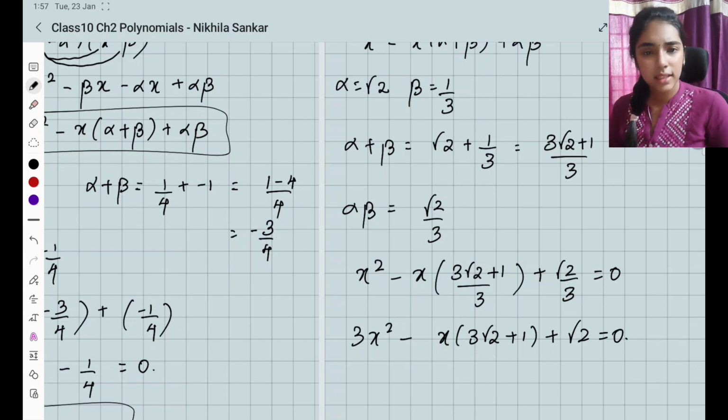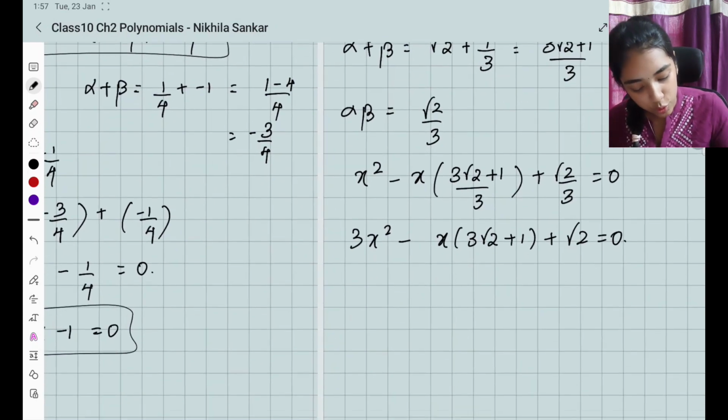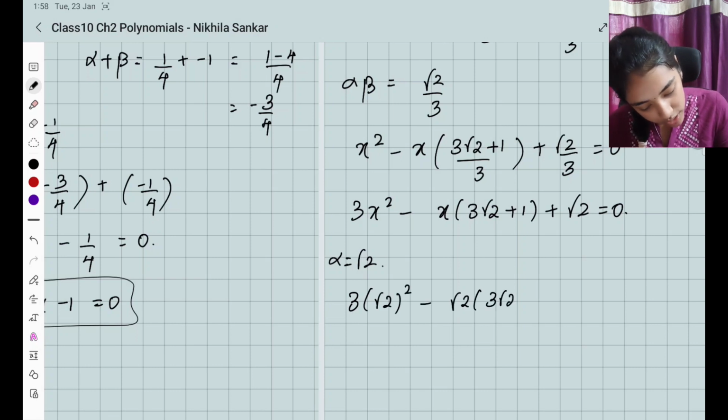இப்போ உங்களுக்கு வந்திருக்கிறது கரெக்டா இல்லையான்னு எப்படி தெரியும்? Substitute one of the zeros and see. So you have alpha equals root 2. இப்போ root 2 substitute பண்ணா என்ன ஆகும்? When alpha equals root 2, when I substitute that, I have 3 into root 2 the whole square minus root 2 into 3 root 2 plus 1 plus root 2 equals 0.